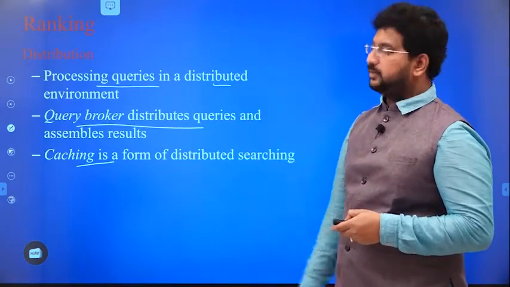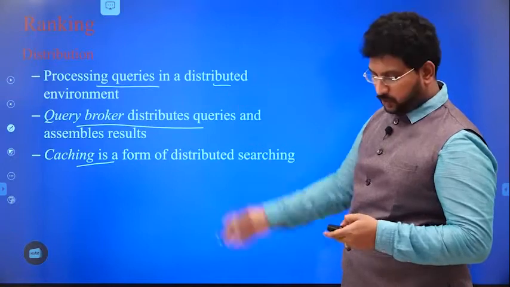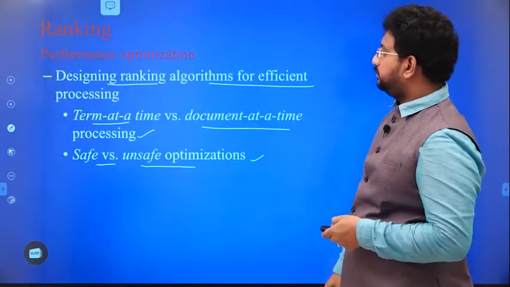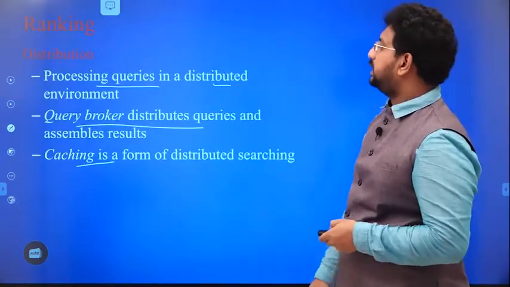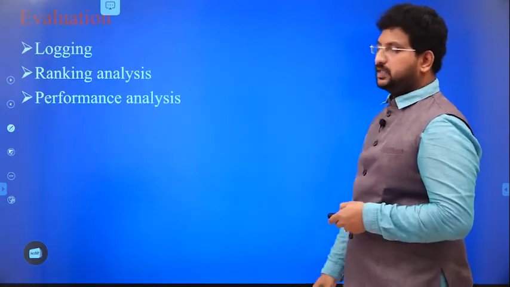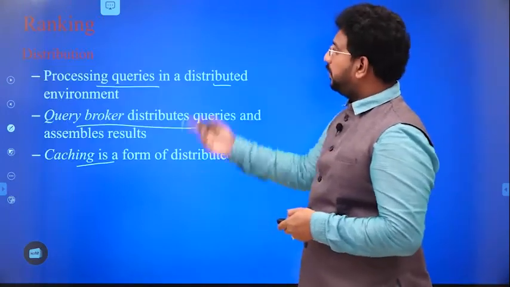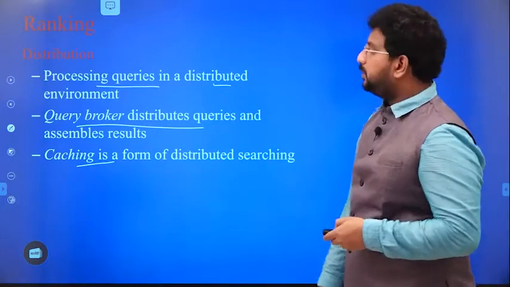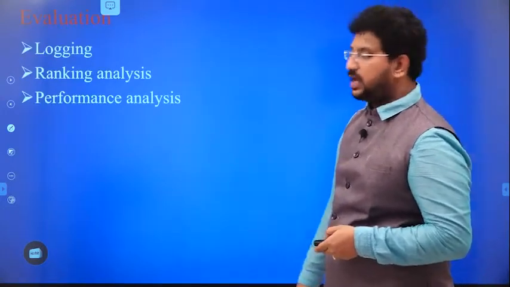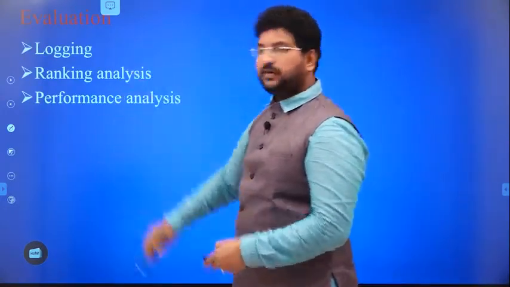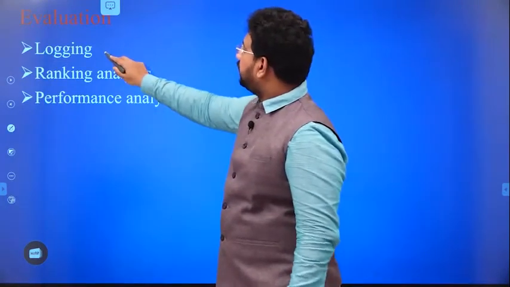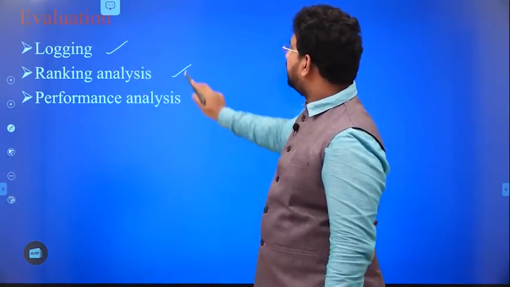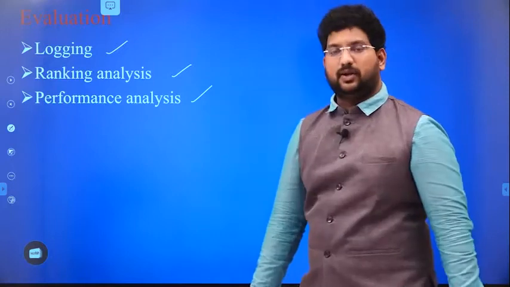So what are the three components? Scoring, next performance optimization, and the third one is distribution. This is about the ranking component present in the query process, and the next one is evaluation. As part of the evaluation, we mainly have logging, ranking analysis, and performance analysis.